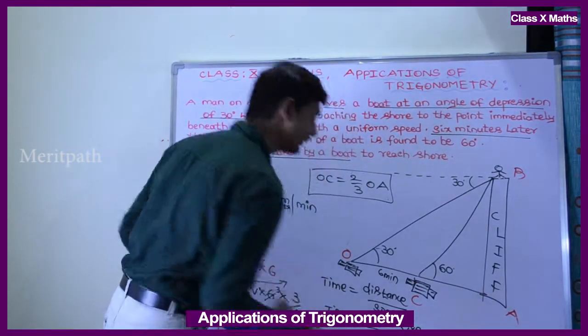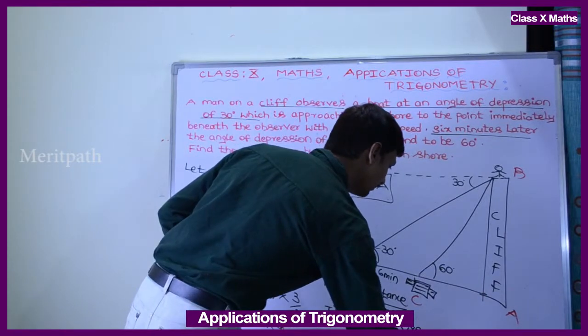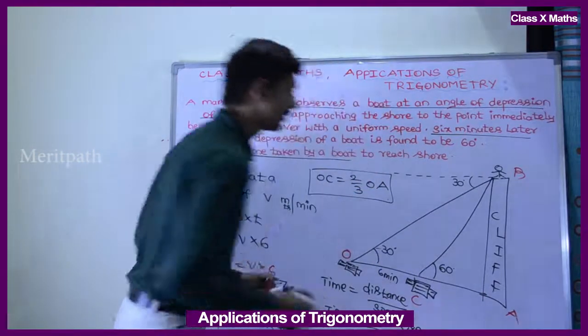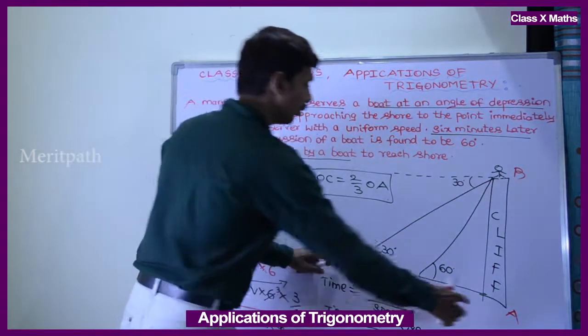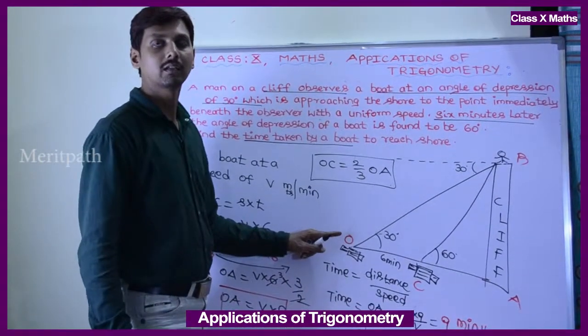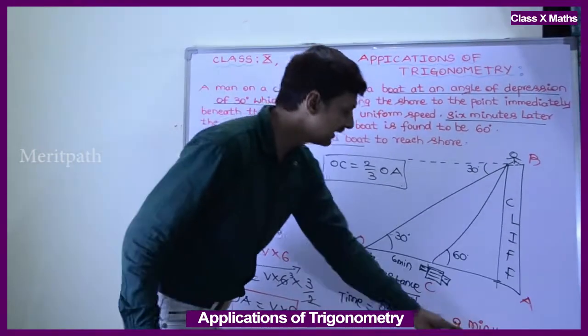When V gets cancelled here, we get the value 9. So time is 9 minutes. The boat takes 9 minutes to reach the shore from O to A. The time taken by the boat to reach the shore from O to A is 9 minutes.